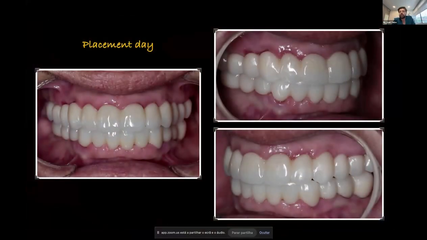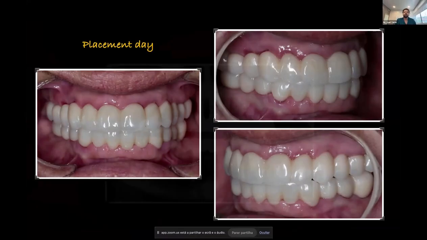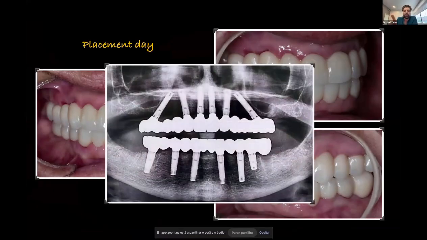So that's what I did. I placed an implant on the 35 and I immediately ordered the final reconstructions that you see here. This is the placement date. It was just placed. And this is the X-ray. You can see the implant changed from the 36 to the 35 there on the X-ray. All the other ones looking amazing.